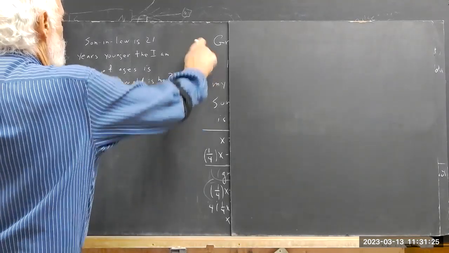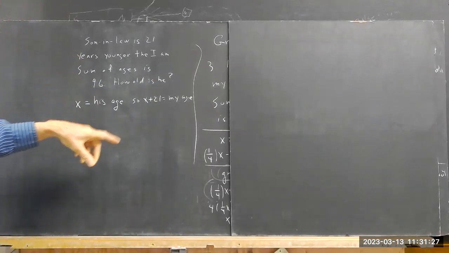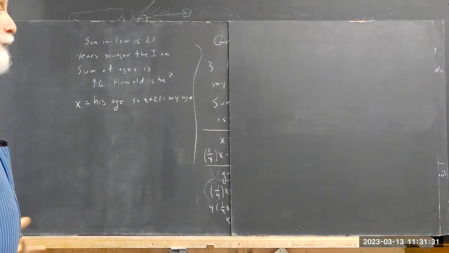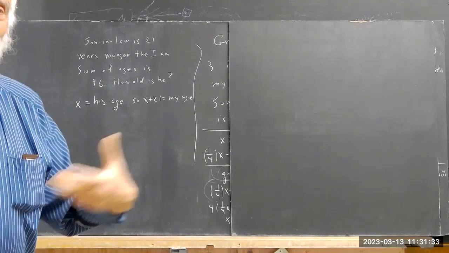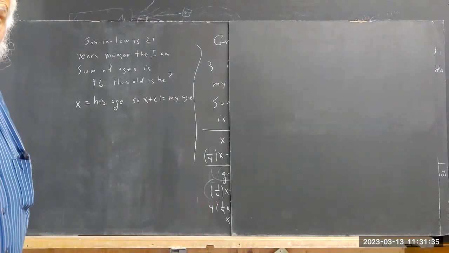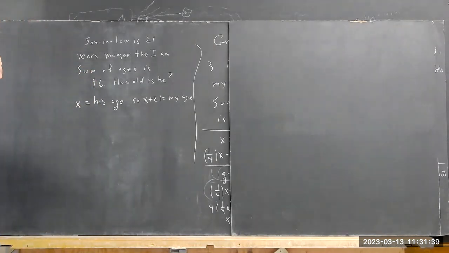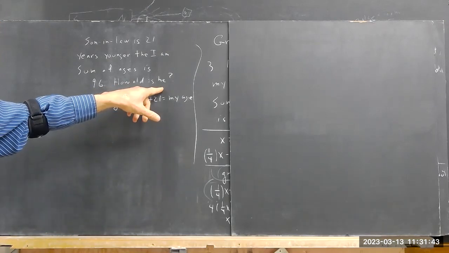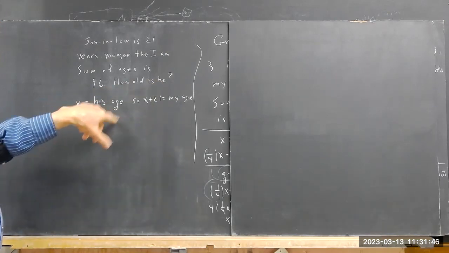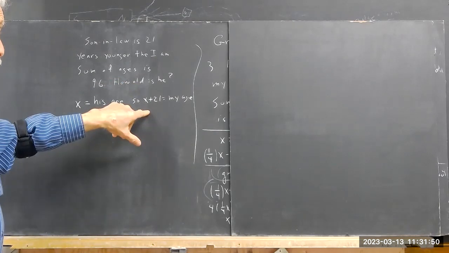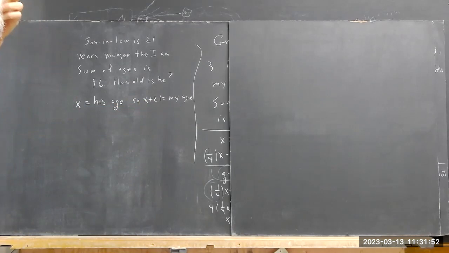Now, some people chose to let X equal my age, and that's fine because you're going to be able to find both ages, no matter which age you let be X. But since I asked how old is he, a lot of times the natural thing would be, well, we'll let X equal what we're looking for, and then we write the other thing in terms of this.